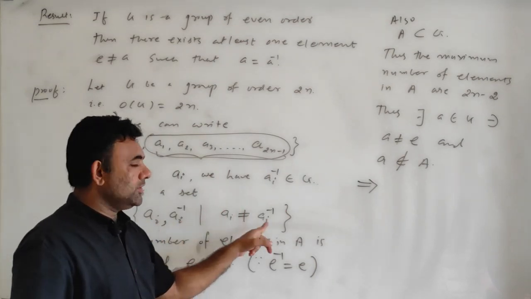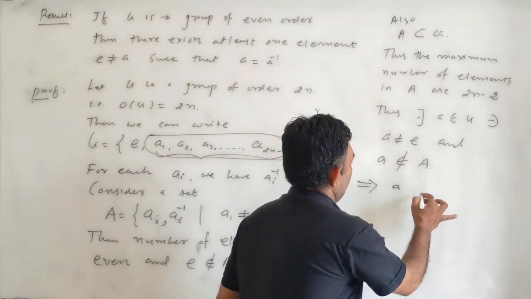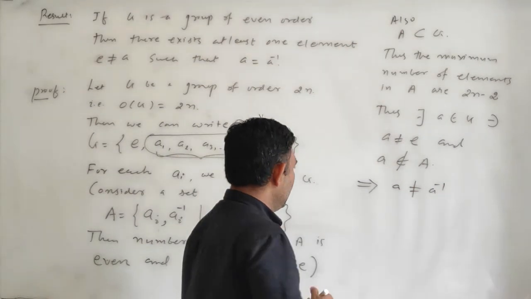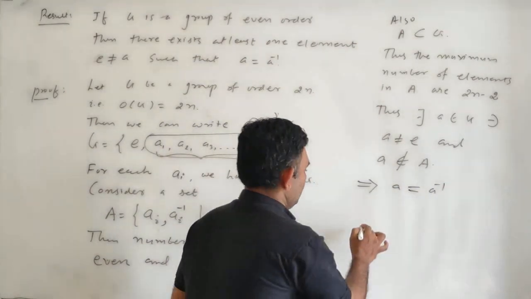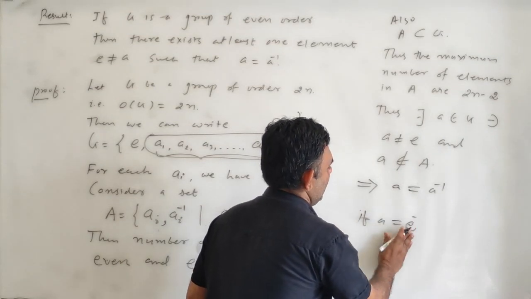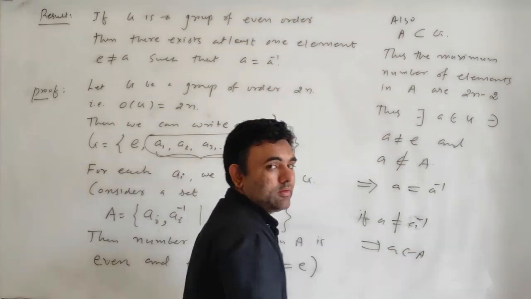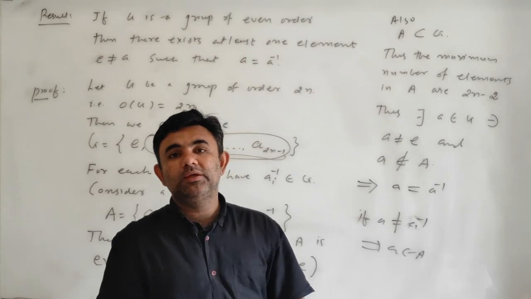Because its inverse will not be different. Implies a and a inverse will not be equal. Sorry, it must be equal. Suppose a and a inverse are different, then a must be in A. But a is not in A, it means what? a and a inverse must be equal.